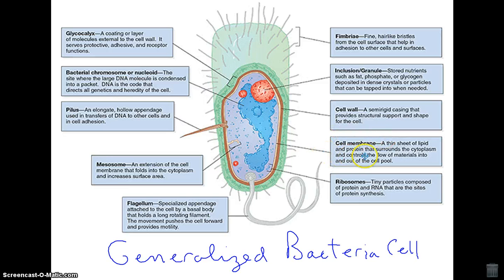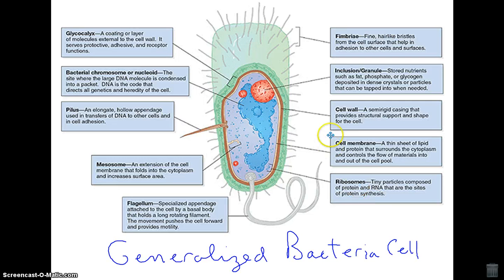So if we start real quick, we'll look at some of the structures that we already know about. If you look over here on the right, they all have a cell membrane, a thin sheet of lipid and protein that surrounds the cytoplasm and controls the flow of materials in and out of the cell. So we're very familiar with that. They also have ribosomes for protein synthesis. They're slightly different than the ribosomes that we've seen in eukaryotic cells, but they are still there.